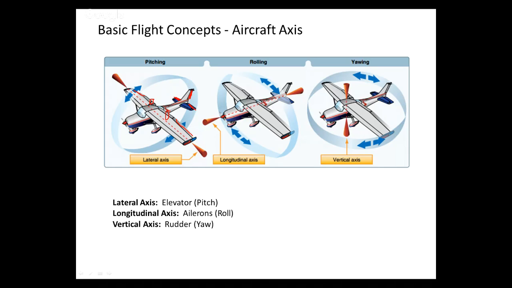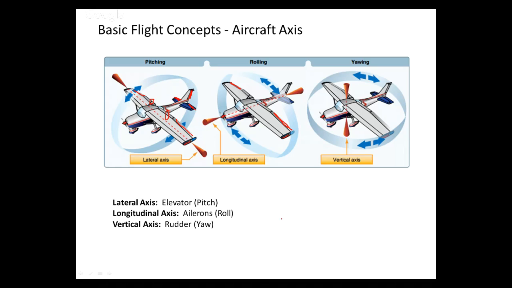The ailerons will roll the aircraft about the longitudinal axis. So if you put a line straight through the nose of the aircraft and out the back and fix the aircraft on that line, the aircraft will roll about that line. And the ailerons right here will control the roll of the aircraft along that axis.